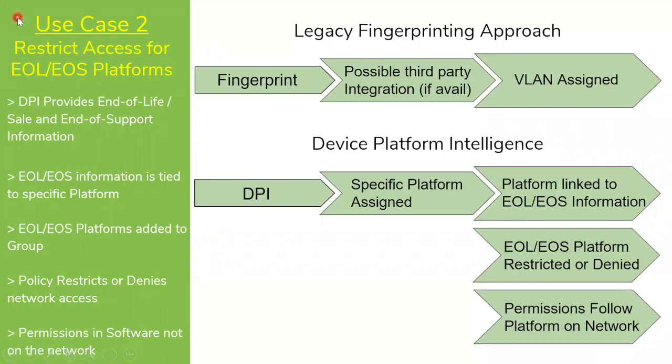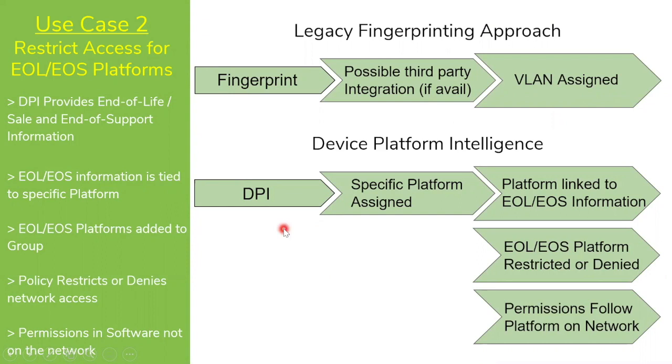Another use case is for end of life, end of sale, end of support platforms. When we talk about legacy fingerprinting, this information is typically not part of the picture at all and not available. A device type is normally assigned and that's it. If you are able to do this, typically it's going to require some kind of third-party integration if available, and then that may cost more, and then there'll be some kind of action like assign a VLAN.